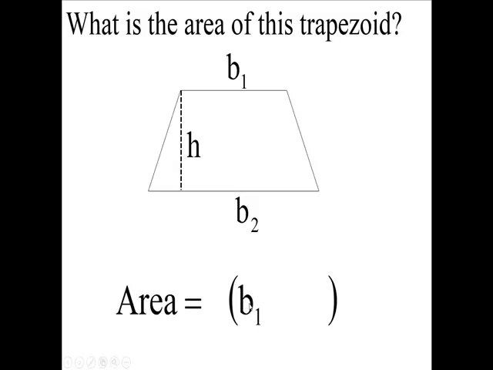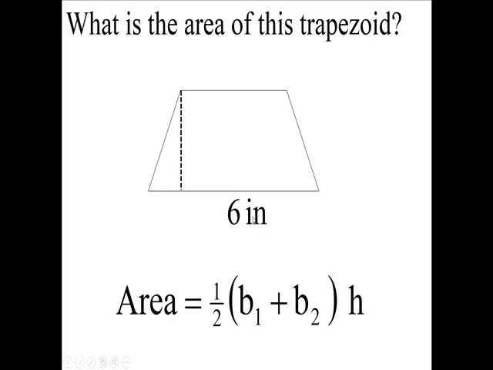So for the area, you're going to add the bases, and then you're going to divide by 2, or take half of that sum. And this will be the average size of the base times the height. It's still the base, it's just the average of the two bases times the height.